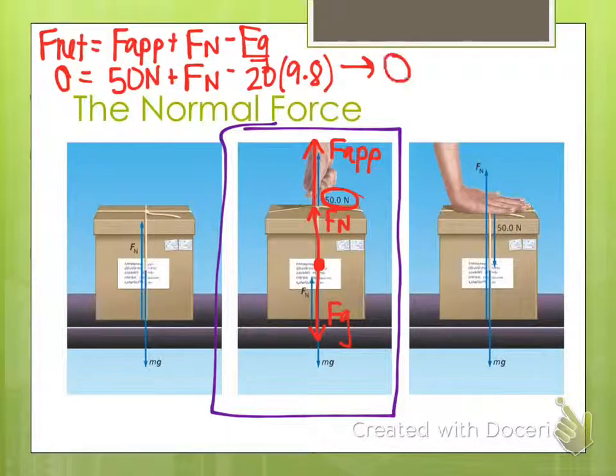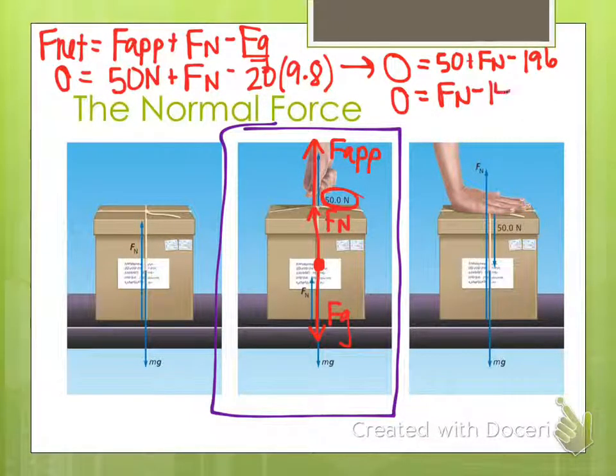And we get 0 is equal to 50 plus F sub n minus 196. So then on that side, we'll take 50 minus 196 and get negative 146. We move that 146 to the other side to get it equal to F sub n. That means that the normal force here is 146 newtons.